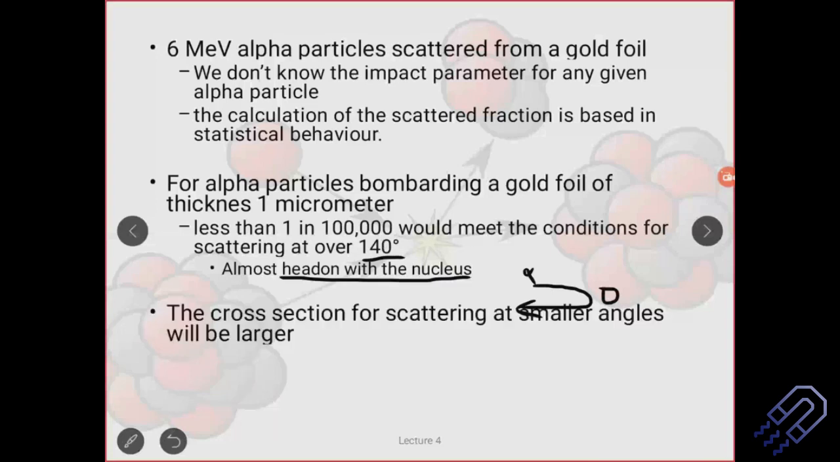So if it is 45 degree or 30 degree, Ankita, you can't hear me? Am I audible? Yes, sir, I can hear you. Okay. Anyway. So the thing is, the cross section of scattering at smaller angle will be larger.